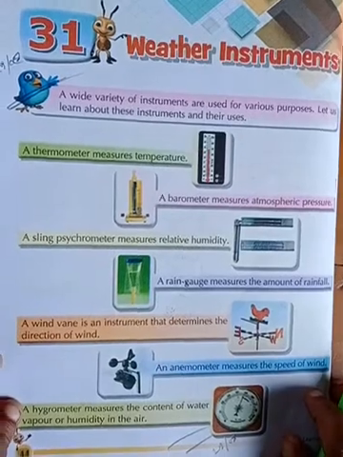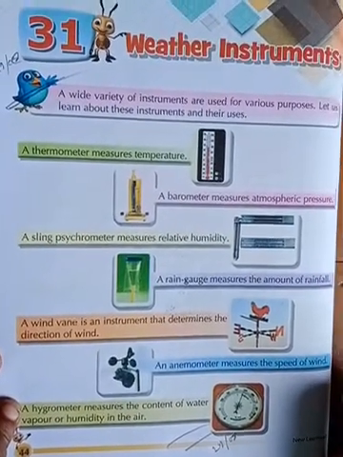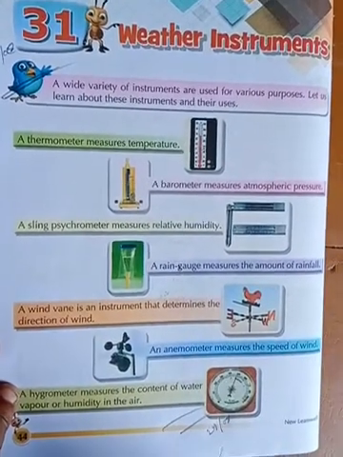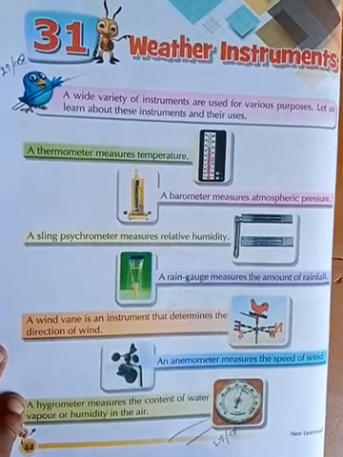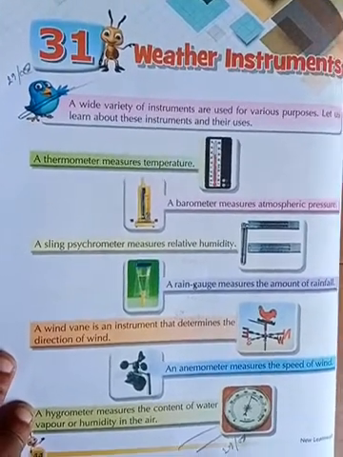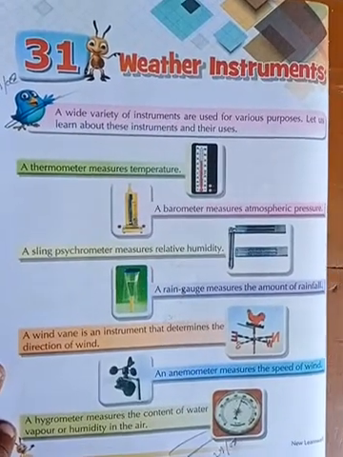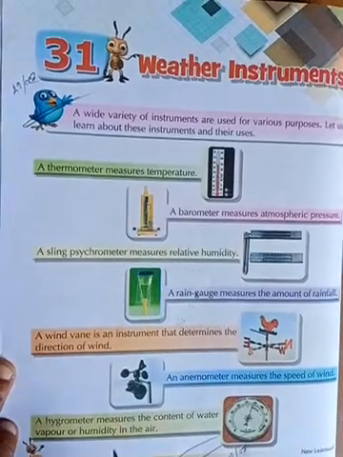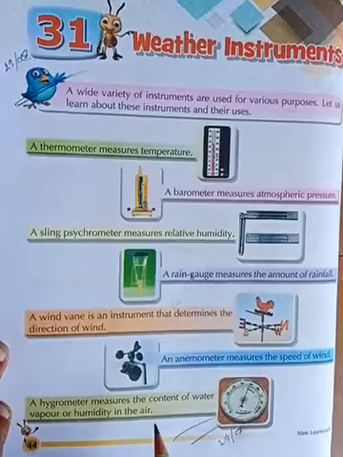Today I will discuss class 4 GK: weather instruments. That means there are so many instruments for measuring our weather: temperature, atmospheric pressure, humidity, rainfall, the speed of wind, etc. Now I will tell you chapter 31, weather instruments, from page number 44.